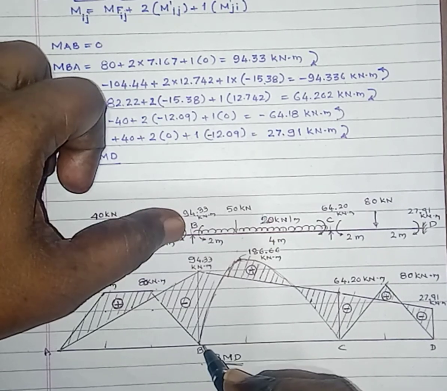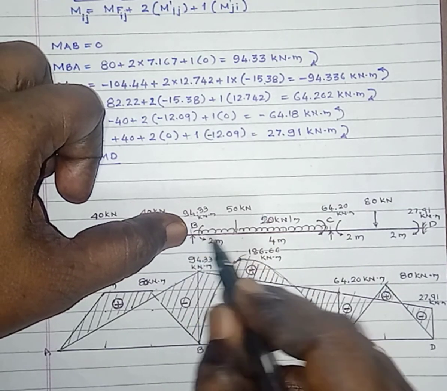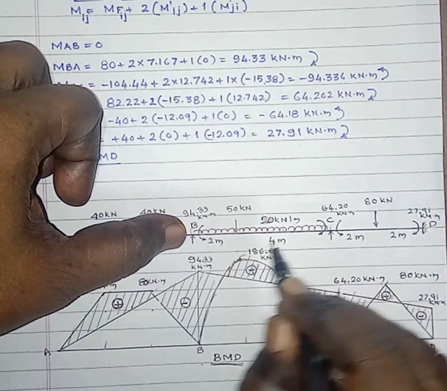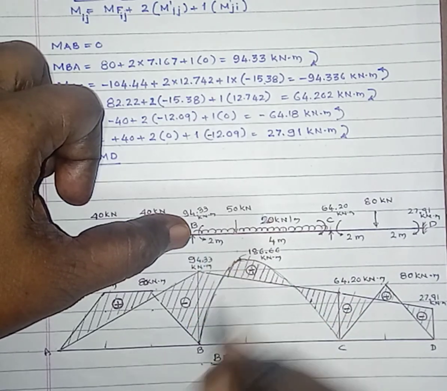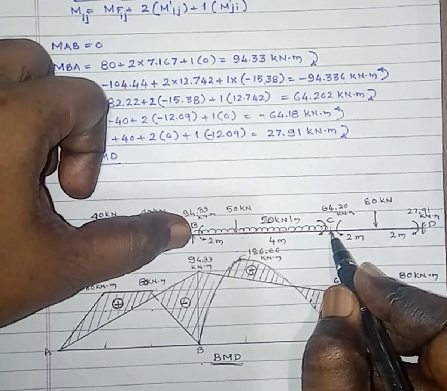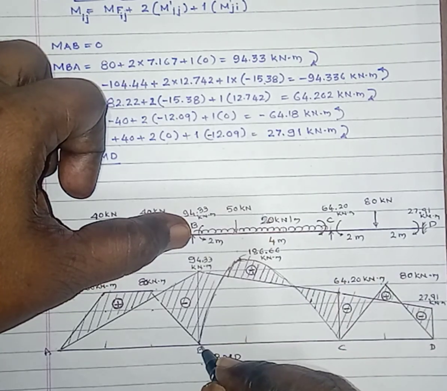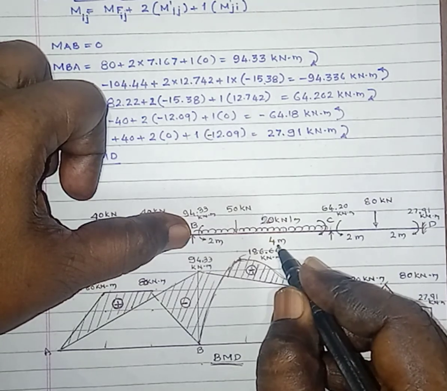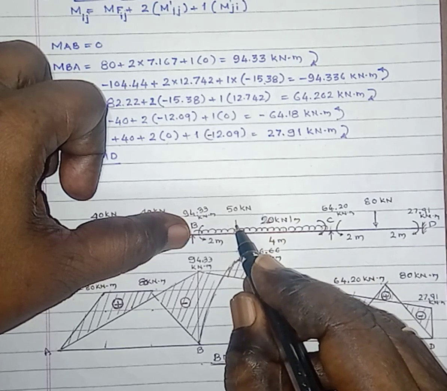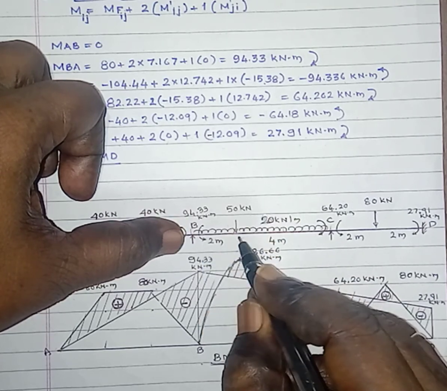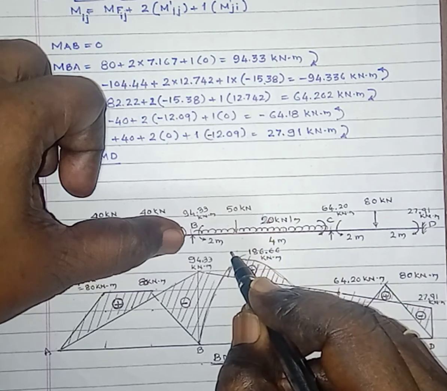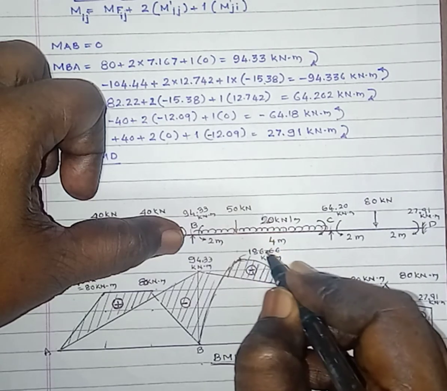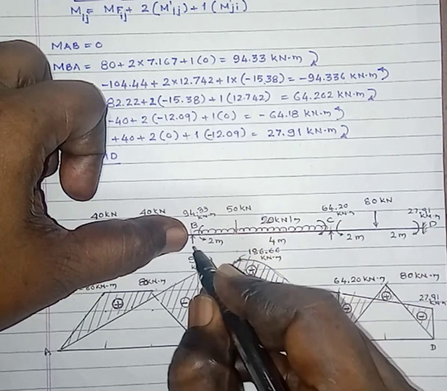Here similarly for this one, it is subjected to two loads. One is point load and one is UDL of 20 kilonewton per meter. First, considering the simply supported beam subjected to UDL and point load, calculate the support reactions at B and C. Due to UDL, that is 20 into 6 by 2, that is 60. Due to this point load, 50 into 4 by 6, that is 200 by 6, that is 33.33. The reaction is 93.33 at B.